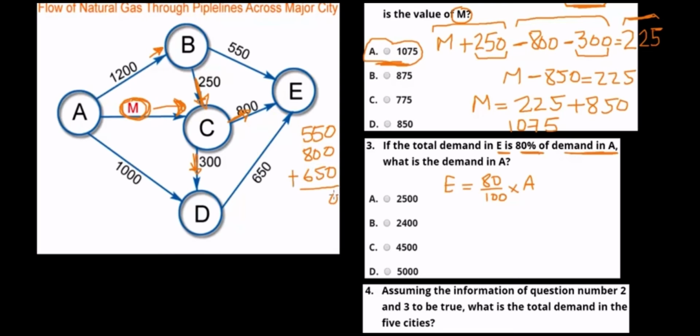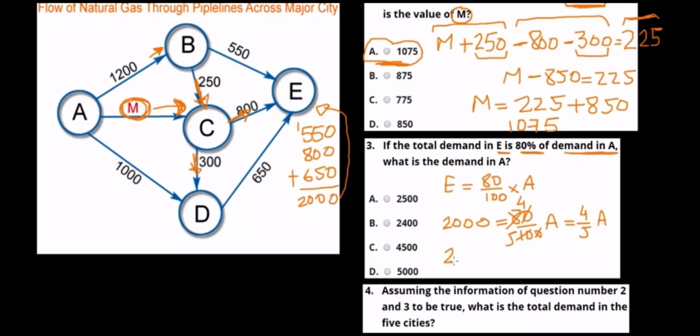Let's add them all up. 0, 0, 1, 6 and 6, 12, and 20, so 2,000. So the total coming into city E is 2,000. So 2,000 equals 80 over 100 of A. Just continue writing the equation. Take the 80 and 100 to the other side, or maybe simplify them first. That's a 4 and that's a 5, so it's basically 4 over 5 A.